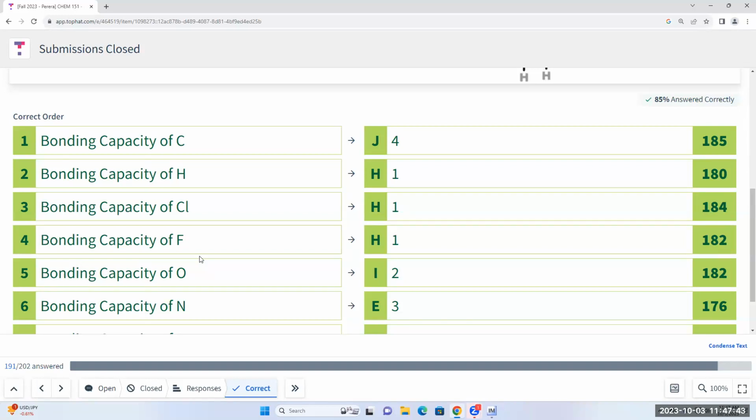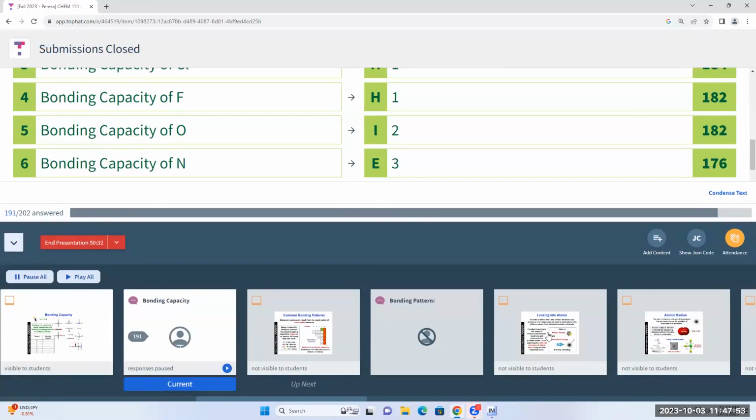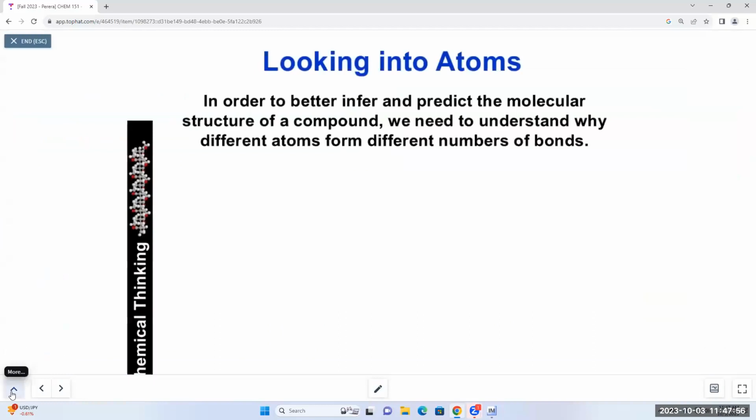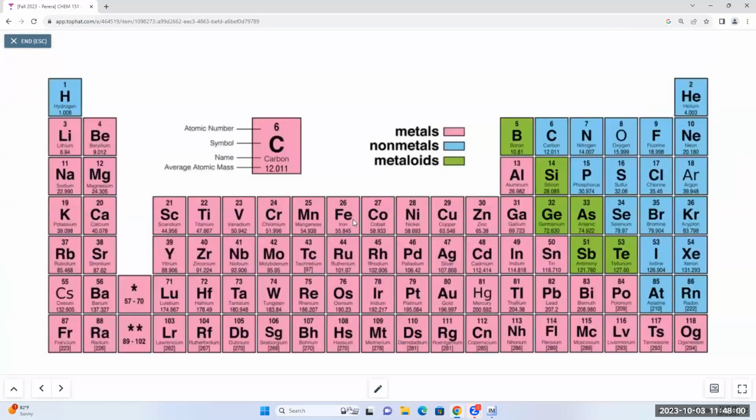All right. Now, you know what? Let's do this. Now that we know the bonding capacities, let's try to explain it. Here we go. Here's a periodic table. I'm going to give you 1 minute in your groups.